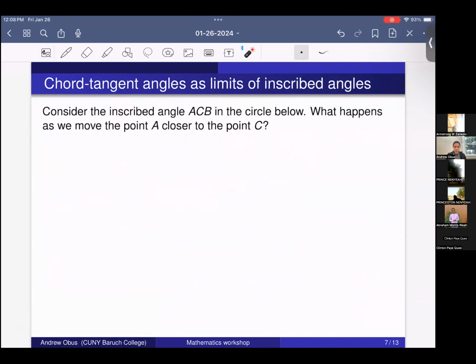Another thing that I want to mention, which is maybe somewhat interesting, is we already saw in the problem that a chord tangent angle had the same formula as an inscribed angle, right? Both of these were half of the arc that it cuts out. So I want to give an argument why that's true.